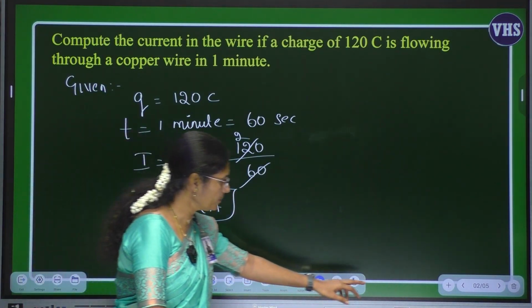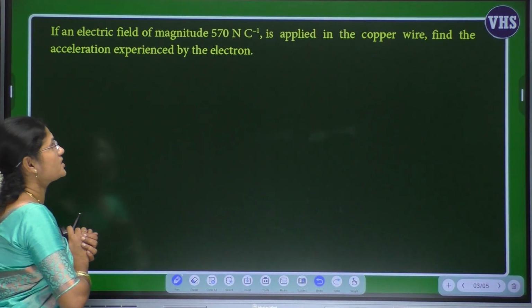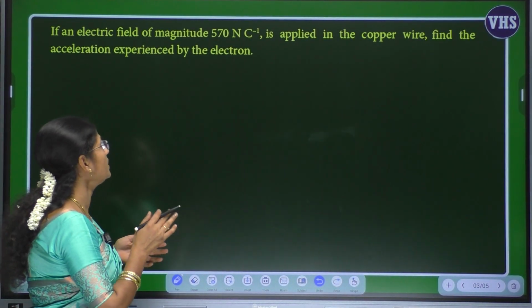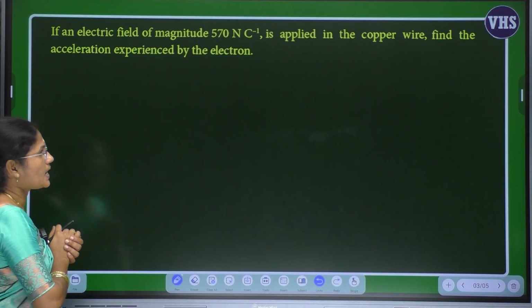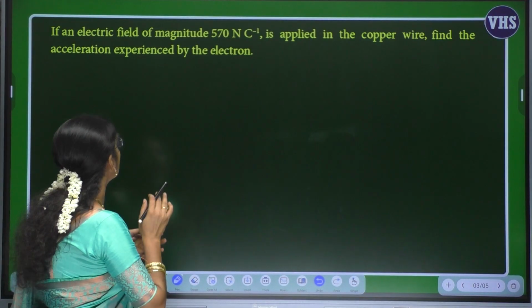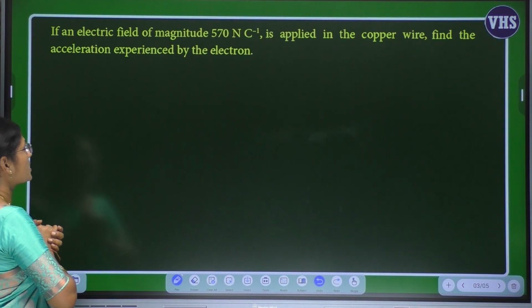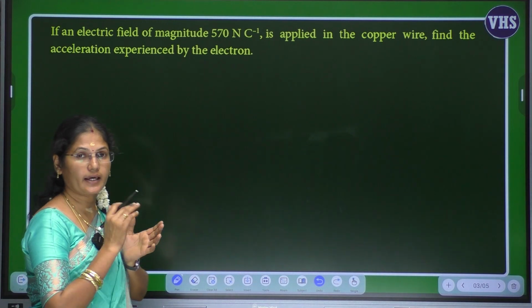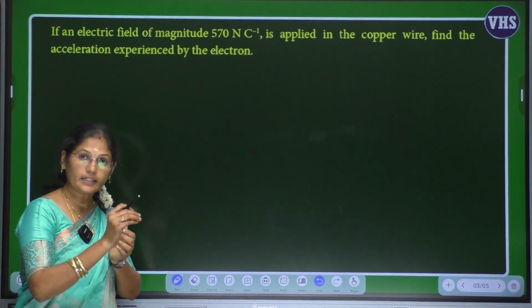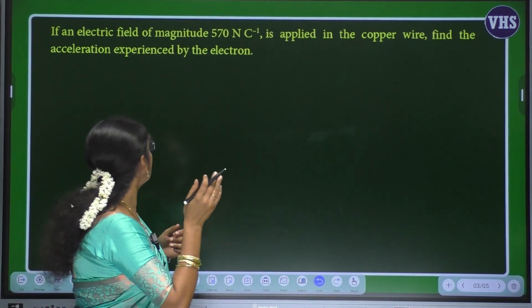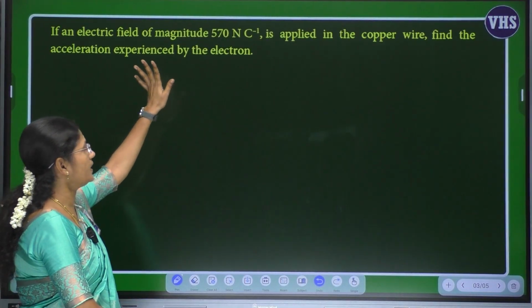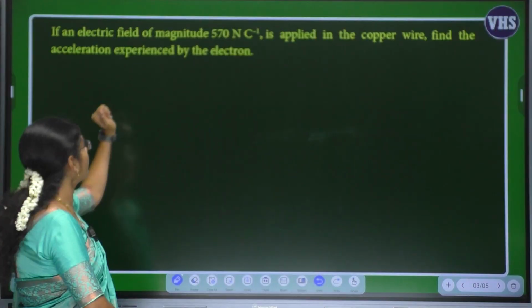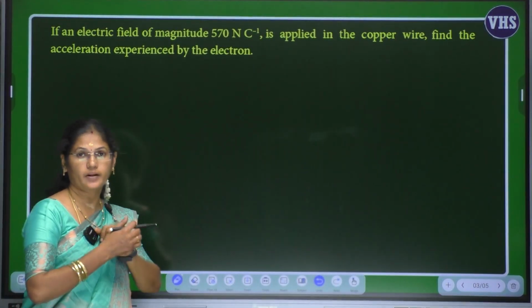So next problem, if an electric field of magnitude 570 Newton per coulomb is applied in the copper wire, find the acceleration experienced by the electron. Okay, இங்க என்ன கொடுத்திருக்காங்க அப்படின்னா electric field ஓட value கொடுத்திருக்காங்க and then that's all. Only electric field ஓட value மட்டும் கொடுத்துட்டு acceleration வந்து ஃபைண்ட் பண்ண சொல்லிருக்காங்க.